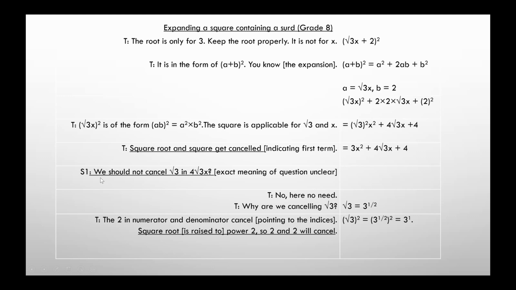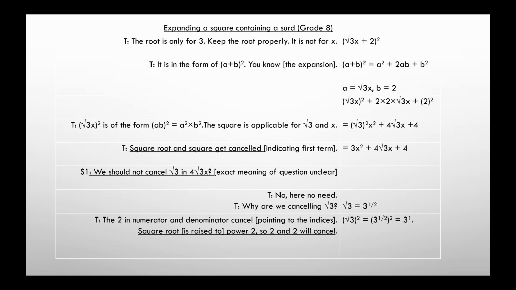Then one child just asks, shouldn't we just cancel the root 3 in 4 root 3x also? Because if it is a matter of cancelling, let's just cancel wherever it is. So then the teacher says, no, here no need. Why are we cancelling root 3? Because in the other case, when she did indicate that root 3 must be cancelled, she sort of indicates now that root 3 to the power of 2 is equal to 3 to the power of half, and whole square of that is 2, and 2 will cancel.